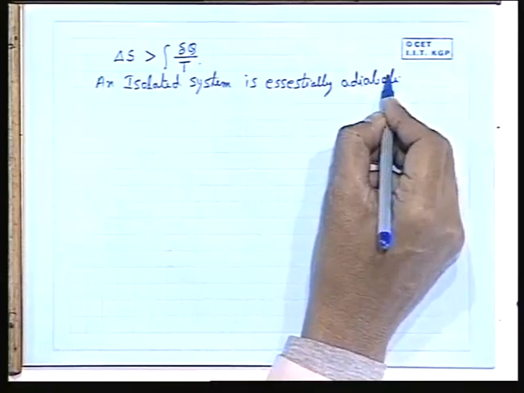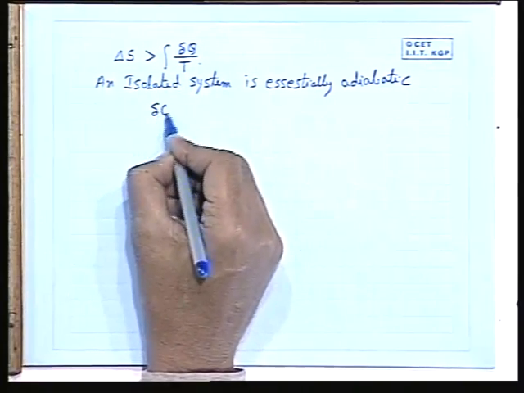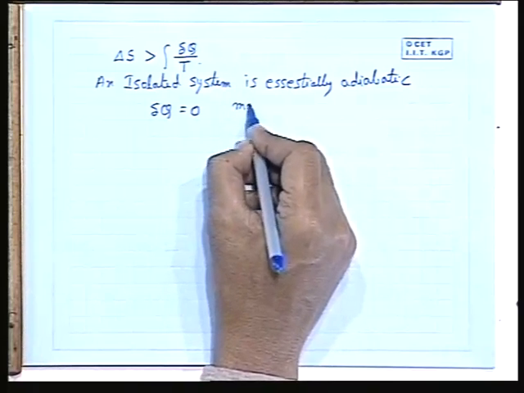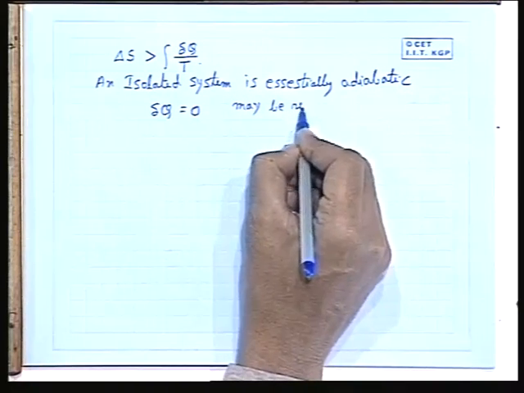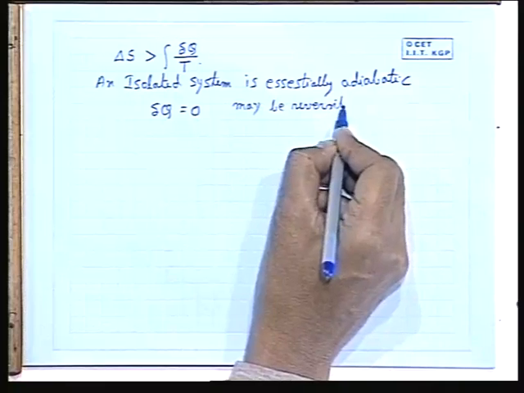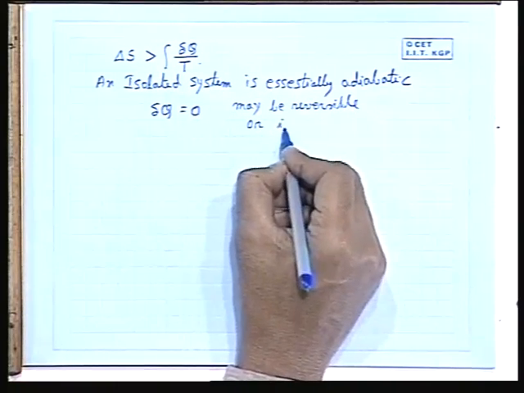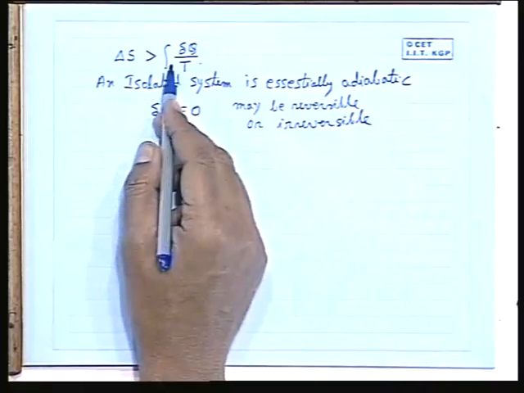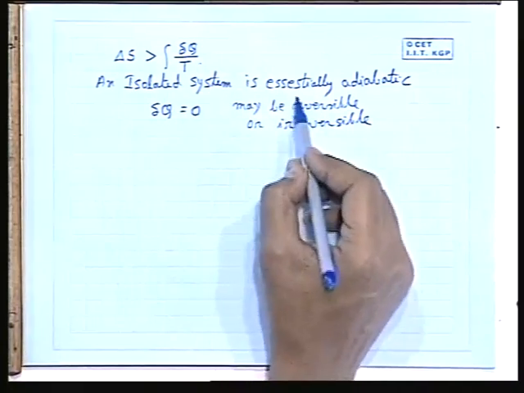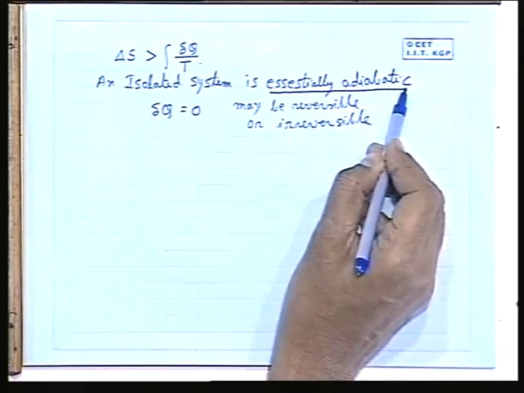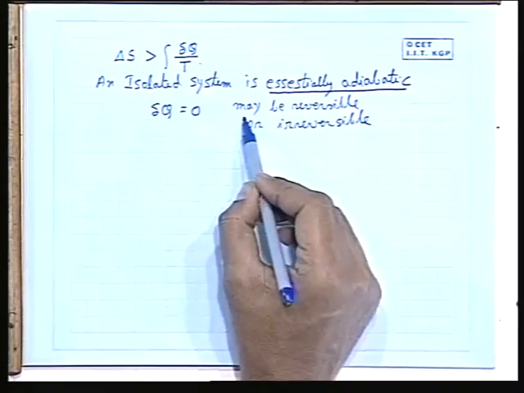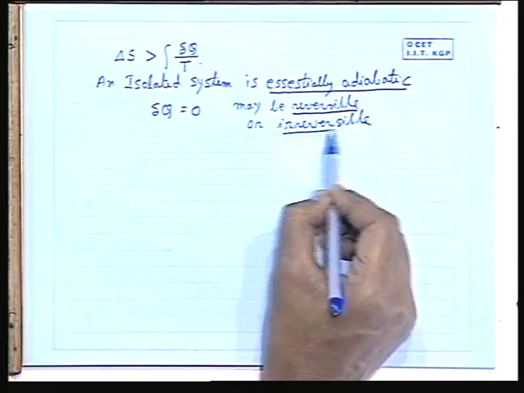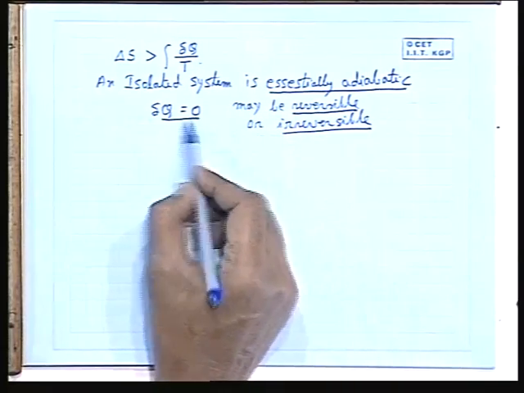Is essentially adiabatic. That means delta Q is 0. The system may be reversible or irreversible. That means the process within this system may be reversible or irreversible. That means an isolated system where there is no heat transfer and work transfer, so it is essentially adiabatic from the heat transfer point of view.